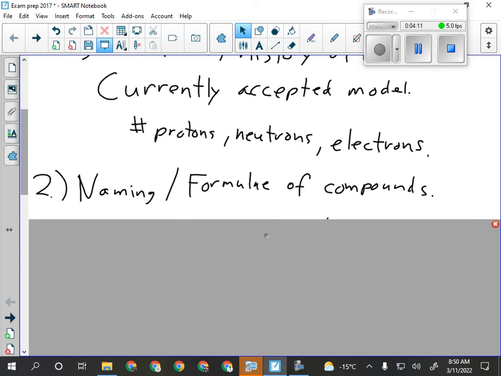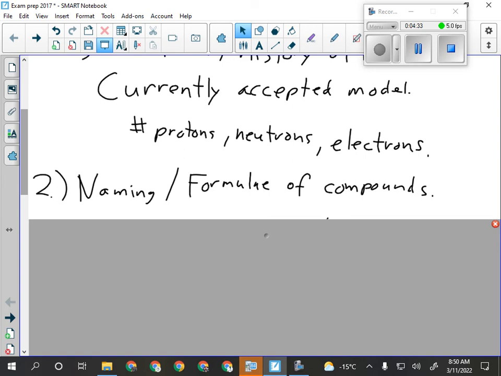Okay, naming and formulas. This is going to be tested directly in the multiple choice. So there'll be some multiple choice questions like, what's the correct formula for barium chloride? And there'll be 4 options. Okay? Or what's the correct formula for diphosphorus tetranitrate or whatever? Okay? There'll be questions like that.